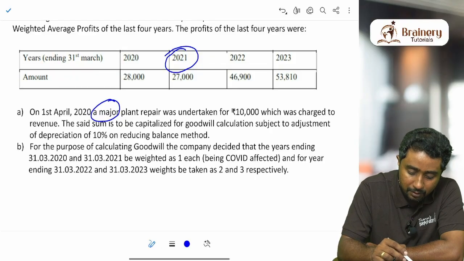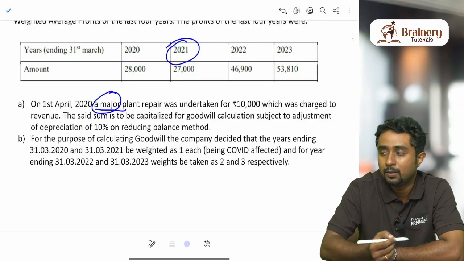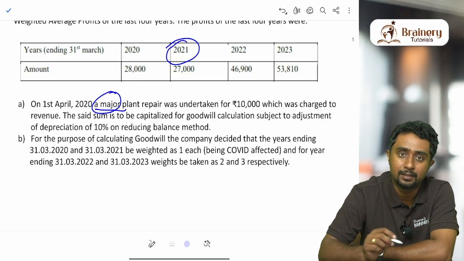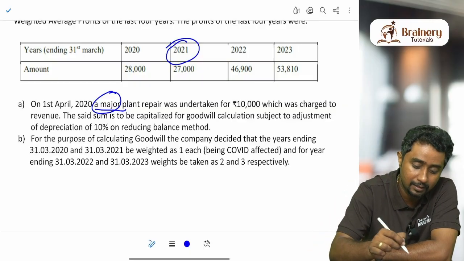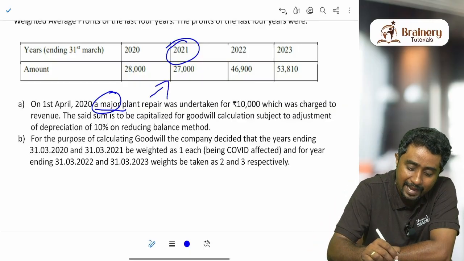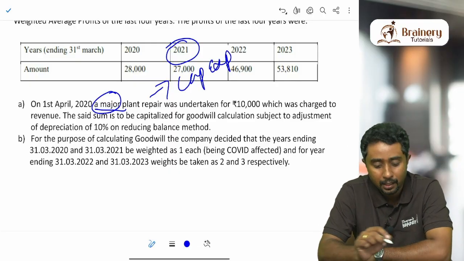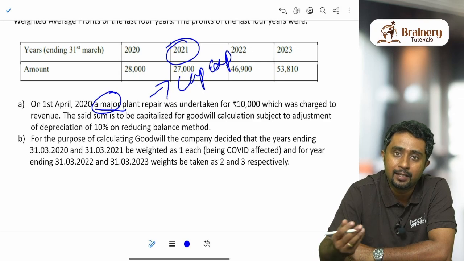When they use the words major planned repair, it means that it is an amount that should be added to the asset account instead of recording it as an expense in the profit and loss account. Basically, in other words, we can say major planned repair is a capital expenditure. Whenever you are spending some capital expenditure, it will increase the asset.